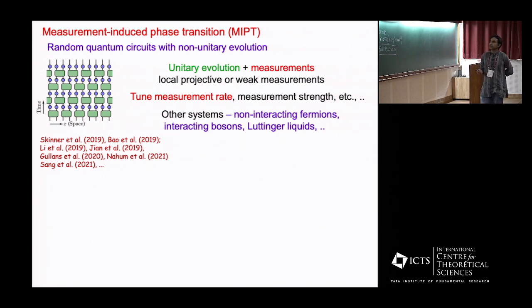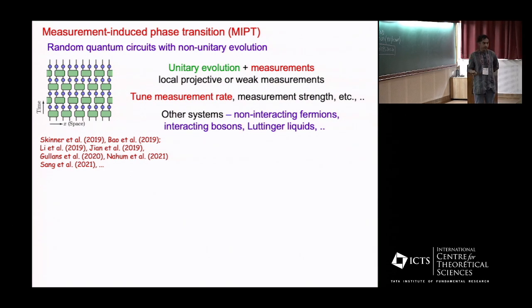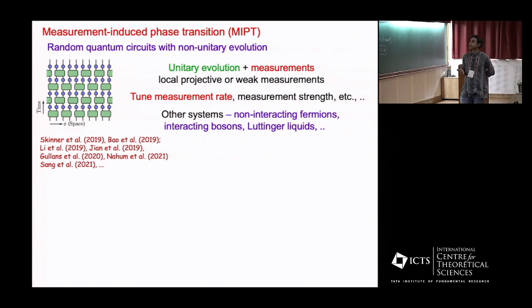In this kind of system, if you had only unitary evolution, then you would have entanglement growth, as was discussed. But measurements hinder this entanglement growth, and if you do too many measurements, they can even destroy the growth or make it slower, leading to very different kinds of states. This is not limited to quantum circuits. People have looked into other models like non-interacting fermions, interacting bosons, Luttinger liquids, etc., with different measurement rates and measurement strengths.